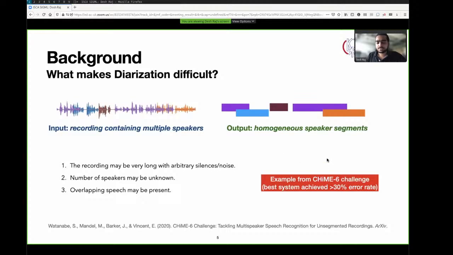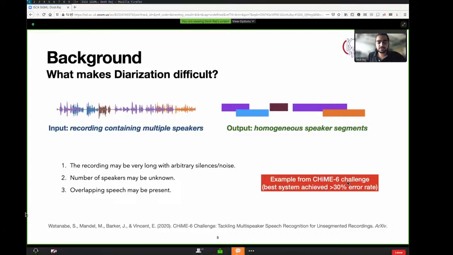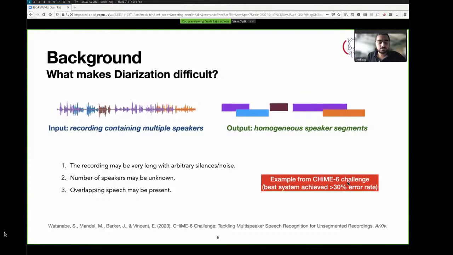To give you an example, I'll just play an example recording from the CHiME-6 challenge, which was organized last year. And the best system in this challenge got a DER, which is diarization error rate, of more than 30%, which is particularly bad. And hopefully this will give you an example.